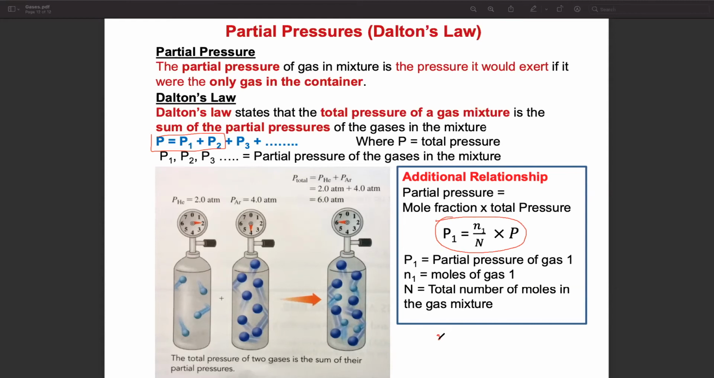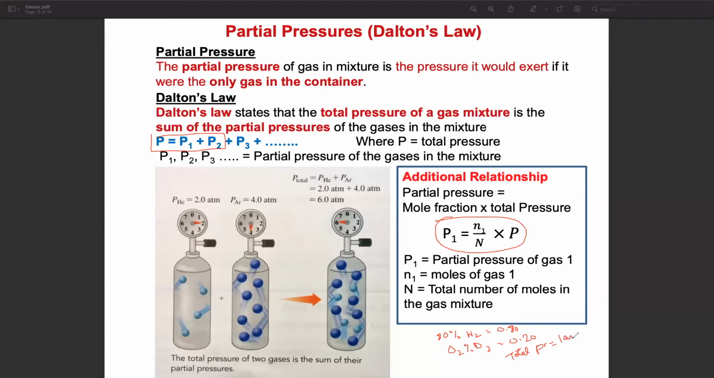If you look at air, air is 80% nitrogen and 20% oxygen. And the total pressure is 1 atm. So 80% we can write as a fraction, 0.80, and 20% is 0.20. The total pressure is equal to 1 atm.